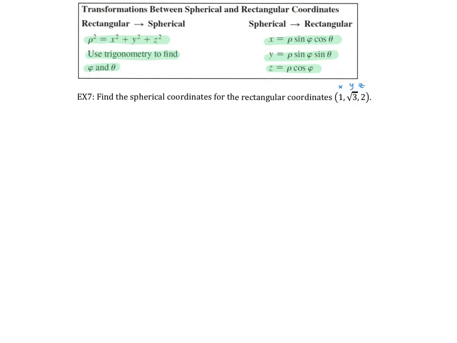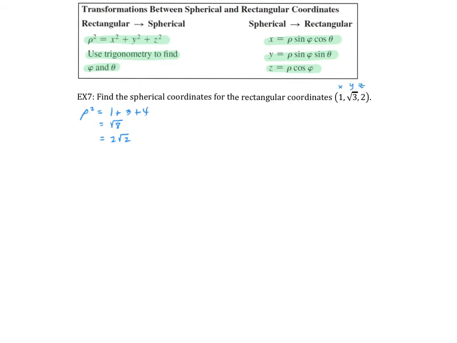Well, I know that rho squared is going to be equal to x squared plus y squared plus z squared. So my rho is going to be the square root of 8, which I can write as 2 square root of 2. Okay, so now that I have rho, maybe it would be nice to use my z value. Z is equal to rho cosine phi. That seems like the simplest one to use.